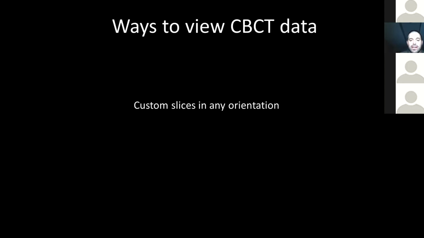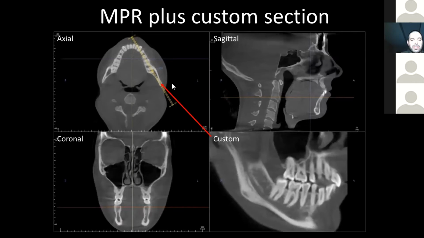So you're not limited to those three views: axial, sagittal, and coronal. With some simple tools, you can start to create something called custom sections or non-orthogonal slices. They have different names. But here's an example of one where I've got my standard three anatomic planes, but I've taken a tool and drawn this yellow line down the length of the mandible, and it gives me this custom section right here.